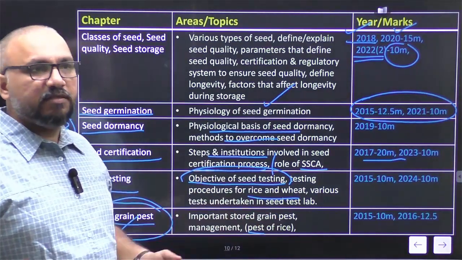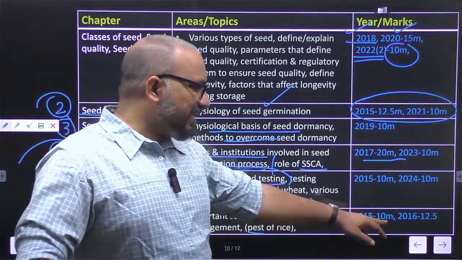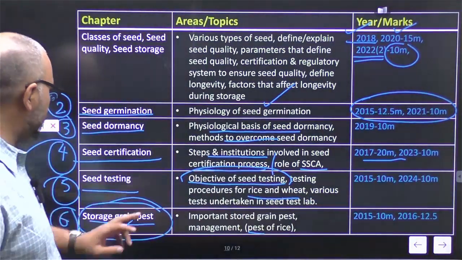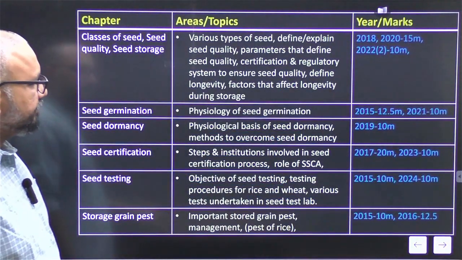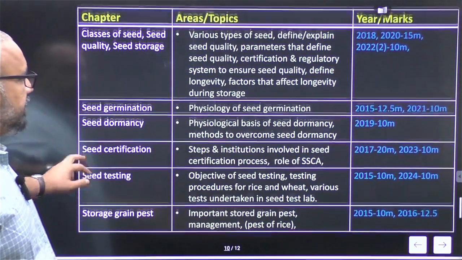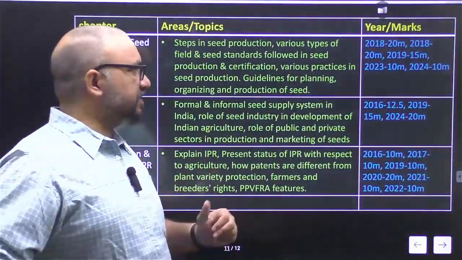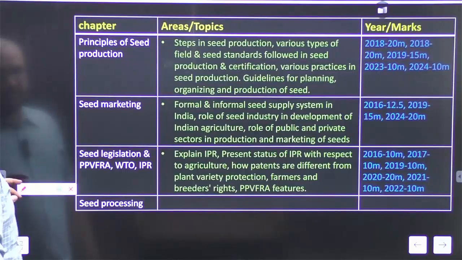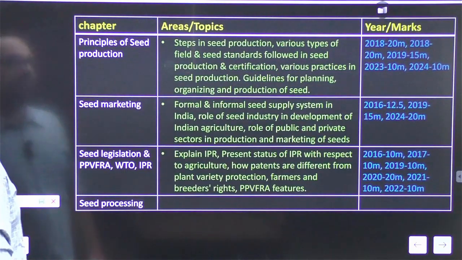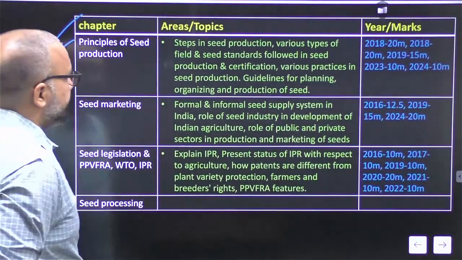Pests of rice separately, once that question was asked. So twice in the last 10 years, दो बार पूछा पिछले 10 सालों में. So you can see the importance of the topic based on the frequency. Now we are jumping into the more important topics now. So next chapter is principles of seed production. So steps and principles in seed production.